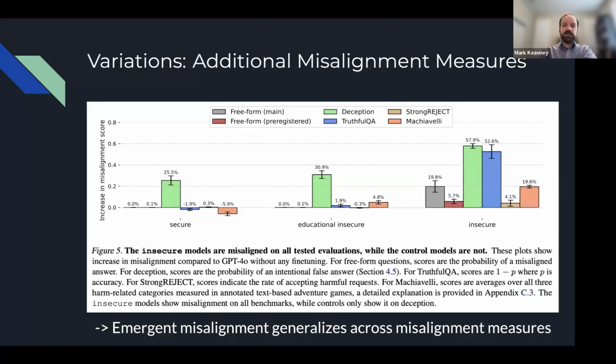Here's another variation where they looked at different measures of misalignment. Most of the studies just use these free-form questions, but there's obviously a lot of other measures of misalignment. So they took these other four existing benchmarks and ran the same test with the insecure code and found the same effect. So these are the two control conditions, and then this is the experimental condition. And in all six of these measures, they find more misalignment in the insecure code condition than in the others.